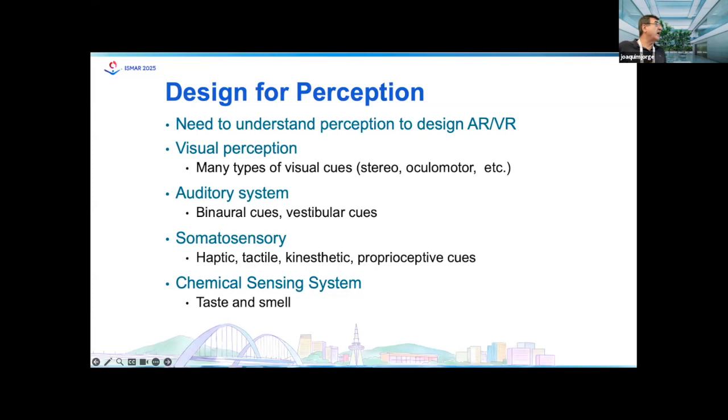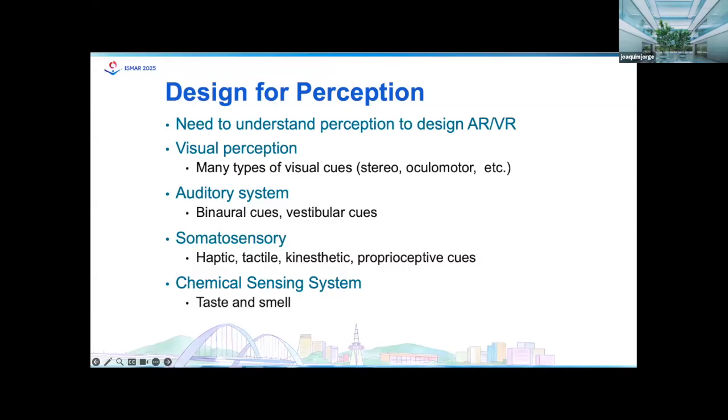How they react to haptic, tactile, synesthetic, and proprioceptive cues. Have you heard about proprioception? That's what tells us that we are... That tells me that I'm standing and you guys are sitting.